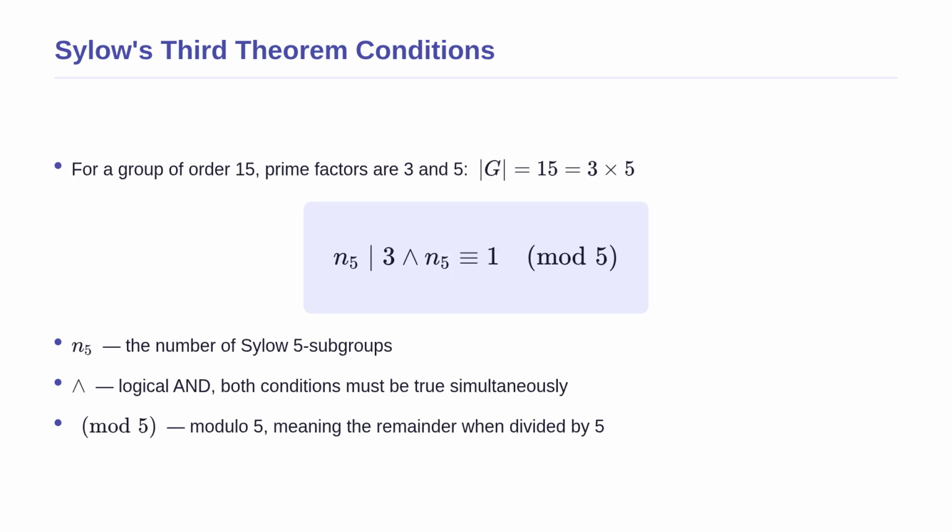Let us look at the formula for Sylow's third theorem by analyzing a group of order 15. Conceptually, we first factor the total size into its prime components, giving us 3 and 5. The theorem dictates two strict conditions to find the number of Sylow 5-subgroups, represented by N5. First, N5 must evenly divide the other prime factor, which is 3. Second, N5 must be congruent to 1 modulo 5, meaning it leaves a remainder of 1 when divided by 5. Both conditions must be satisfied simultaneously.